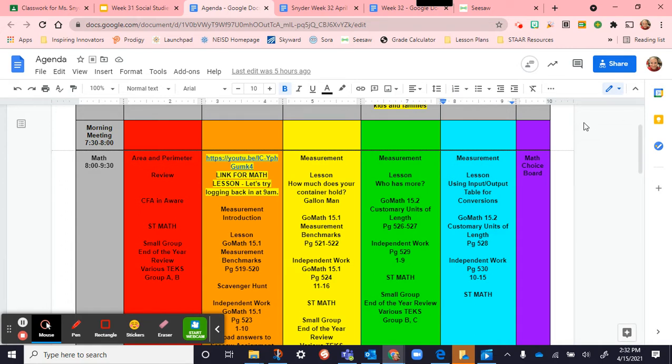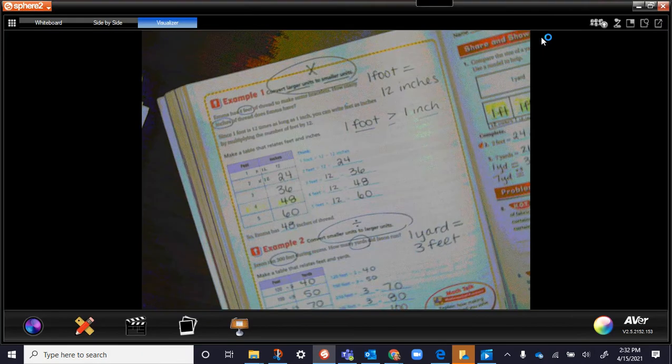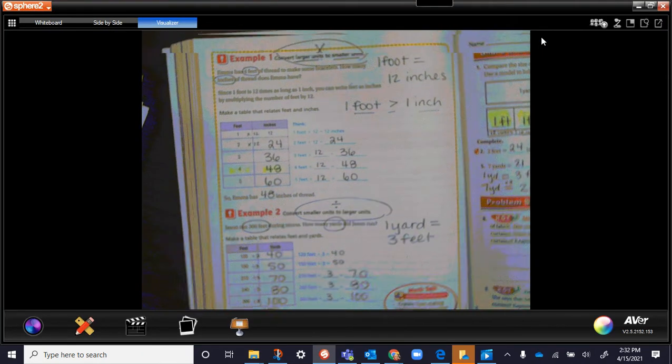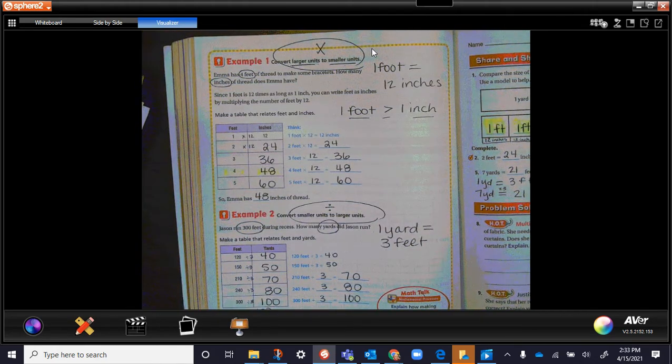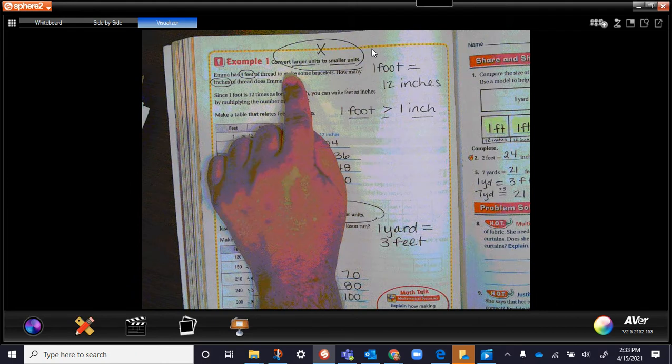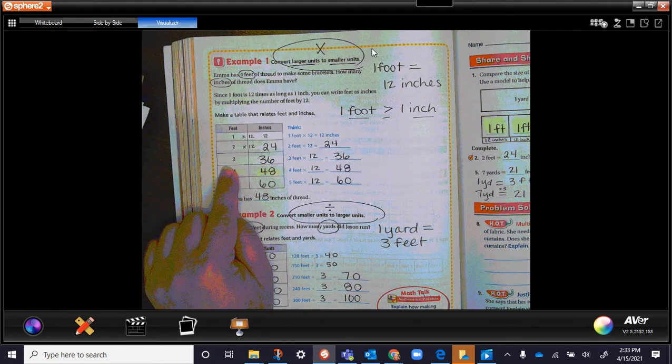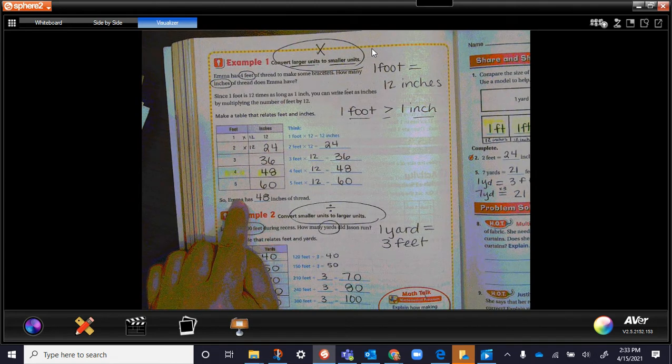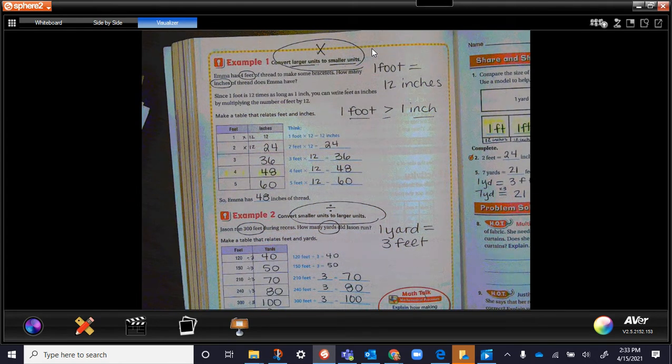All right, so today we started in 15.2. It's a new section where we actually started working on conversions. So we started on page 526, and right here. We first started talking about when we're moving larger units to smaller units. In this case, we were using tables to show examples of how we can help organize our information.